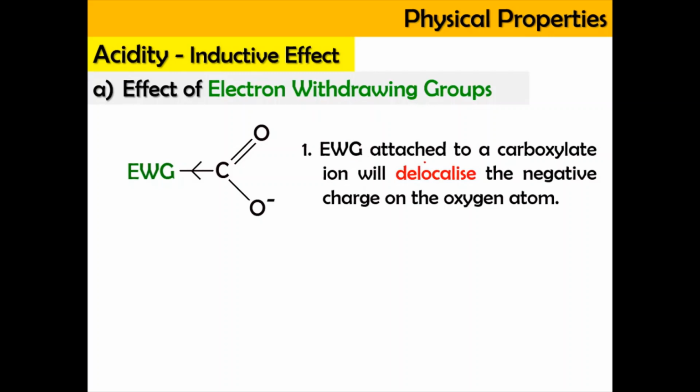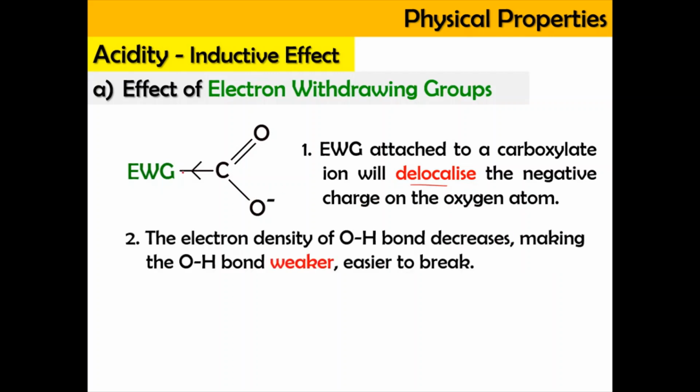The electron withdrawing group attached to the carboxylate ion will delocalize the negative charge on the oxygen atom. It pulls the electron density towards the electron withdrawing group, and this causes the strength of the OH bond to decrease, making the OH bond weaker and easier to break. For example, we have the Cl here.